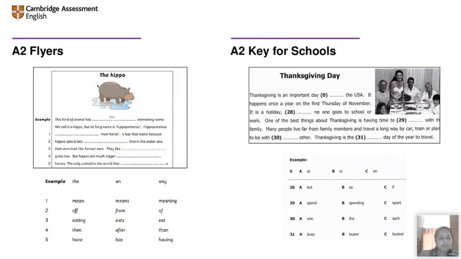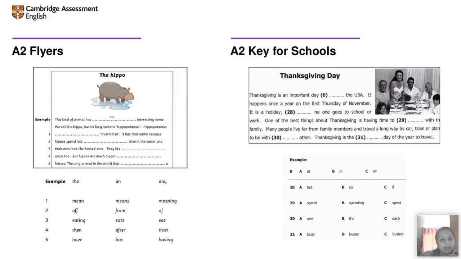So we saw initially that at A2 level, there were two assessments. One was flyers, which is from the young learners qualification, and A2 Key for Schools. Now, a lot of children come at flyers level and say, why can't I take the A2 Key for Schools? Now, as I said, it is not about the age. It is more to do with what I am able to do with the language.